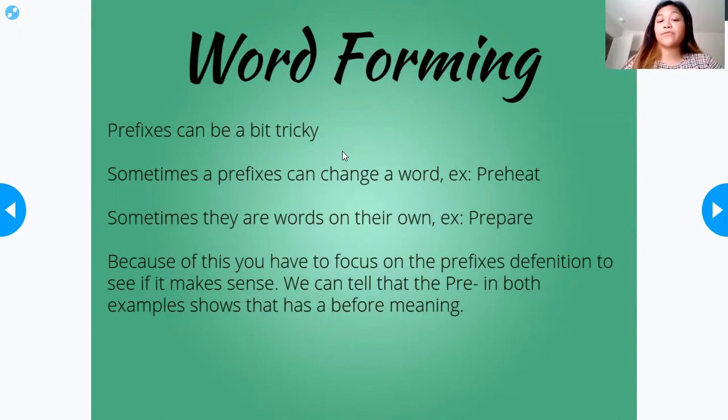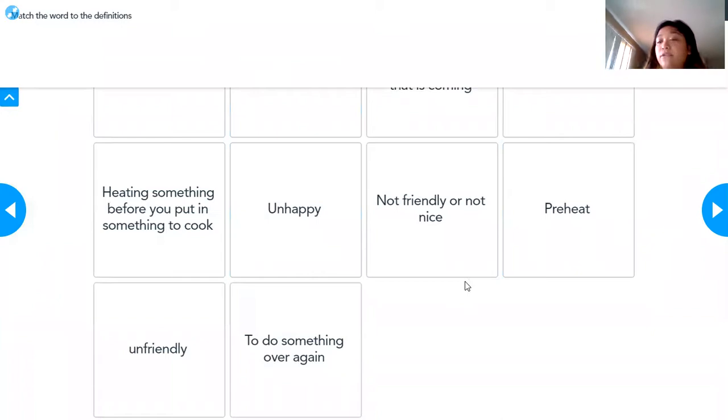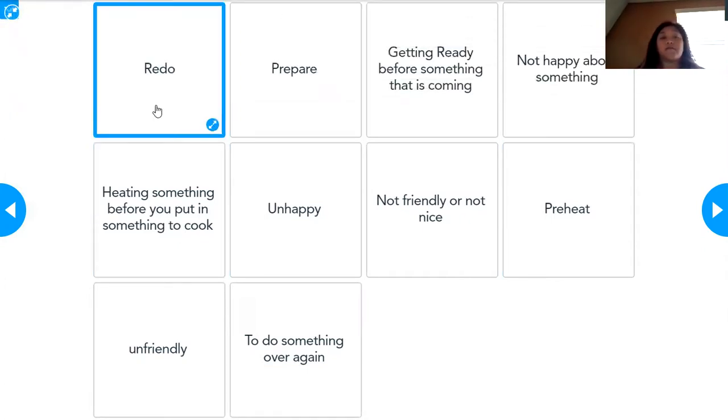Because of this, you have to focus on the prefix's definition to see if it makes sense. We can tell that pre in both of the examples has a before meaning, right? Yes. So now that we've learned about forming actual prefix words, let's see if you can match the word to the definition. So redo.